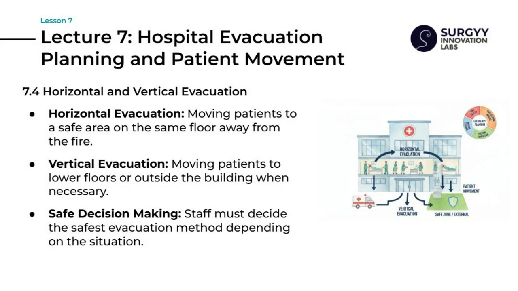Horizontal and vertical evacuation represent the two primary movement strategies. Horizontal evacuation involves moving patients to a safe area on the same floor, typically behind fire-rated smoke barriers, to get them away from the immediate fire zone. Vertical evacuation is a more intensive process, moving patients to lower floors or completely outside the building when the fire threat cannot be contained on a single level.